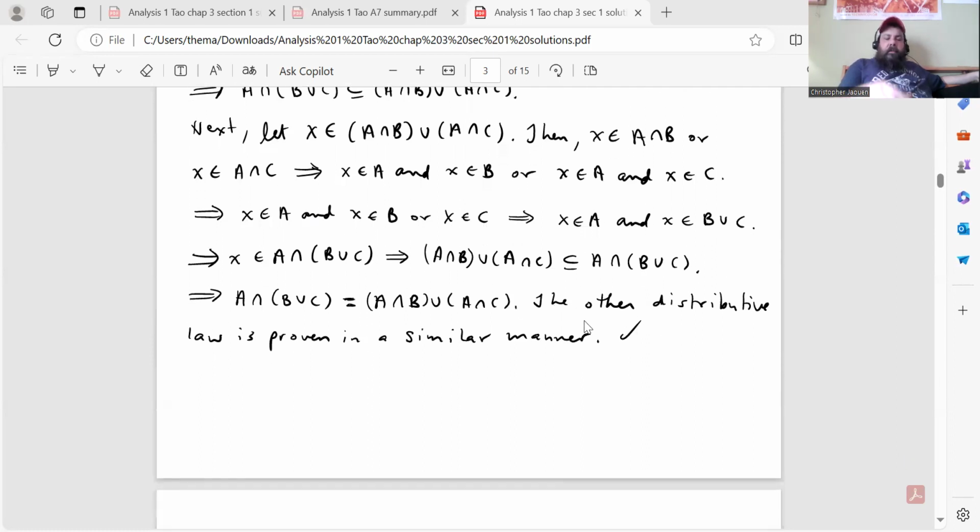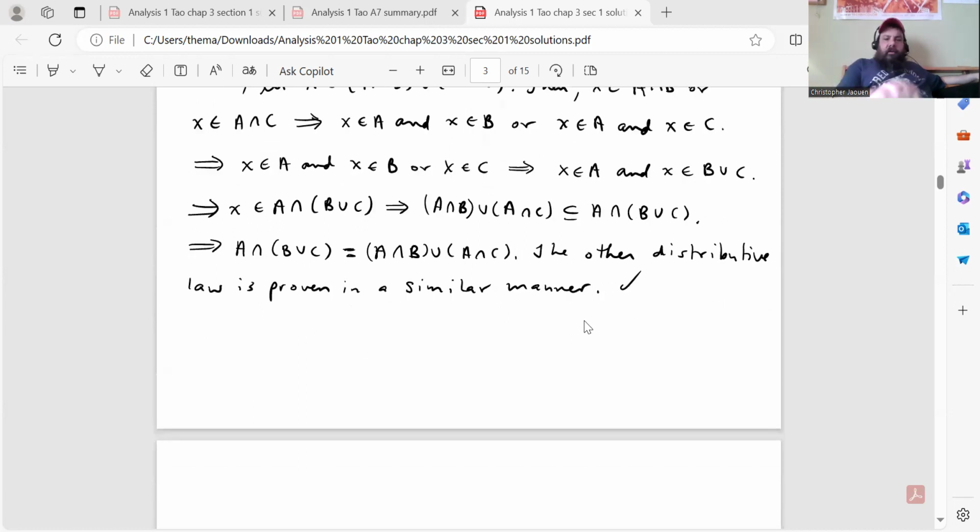Also, I said that was the proof of one of the distributive laws. The other distributive law is proved in a similar manner, so I just skipped that because it's very similar to each other.